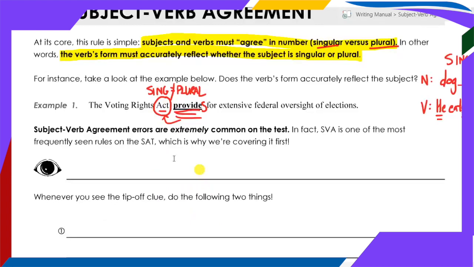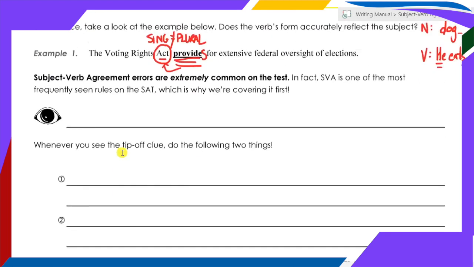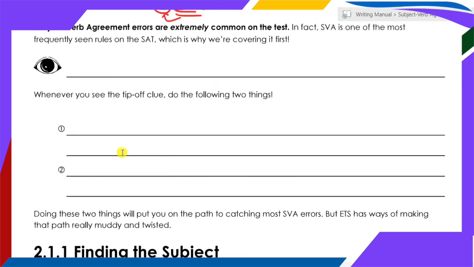So again, subject-verb agreement errors are by far one of the most common errors on the SAT. On every single SAT you're going to see at least a couple, if not more, subject-verb agreement errors. So let's talk about our visual tip-off clue. This is how we know that ETS might be testing us on subject-verb agreement, and that is if we see underlined verbs. If you see an underlined verb, that's a tip-off that subject-verb agreement might be being tested.